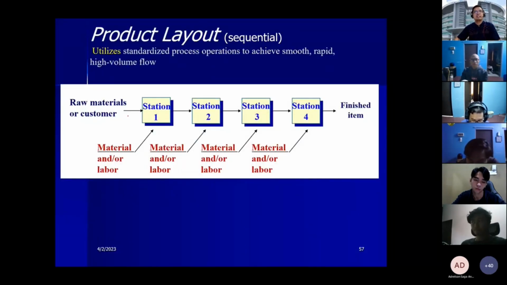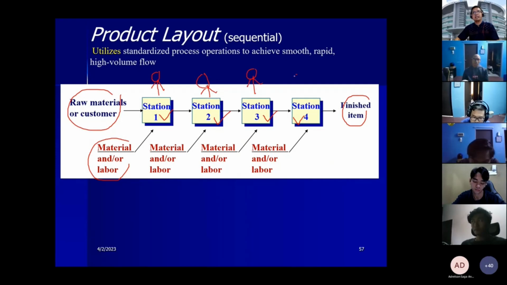You can see here the raw material or customer goes to station number one, then process number two, station number three, station number four, until the finished item. Each station has its own material or label. Every station has a label here. This is what we call a product layout. Please remember how to define the product layout sequence.